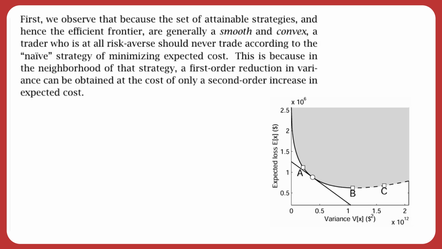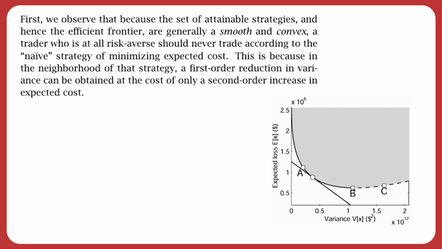And this one here is: first we observe that because the set of attainable strategies, hence the efficient frontier, are generally smooth and convex, a trader who is at all risk averse should never trade according to the naive strategy of minimizing expected costs. Again, the naive strategy is basically the B here. So you should never do this. This is because in the neighborhood of that strategy, a first order reduction in variance can be obtained at the cost of only a second order increase in expected cost.